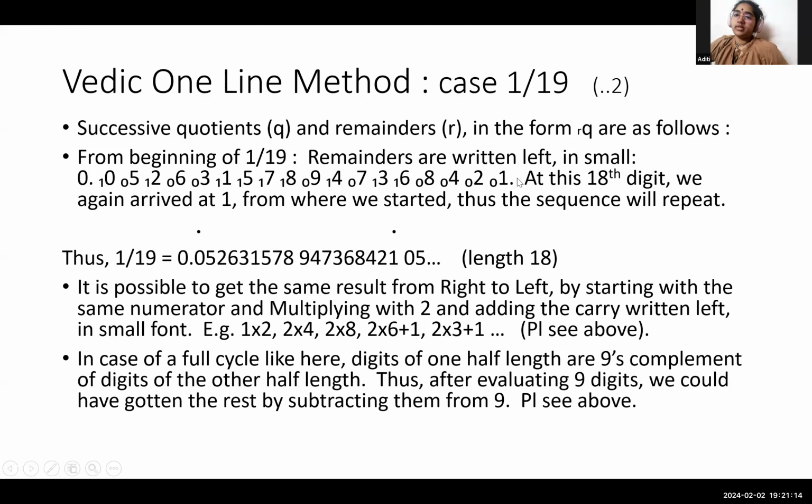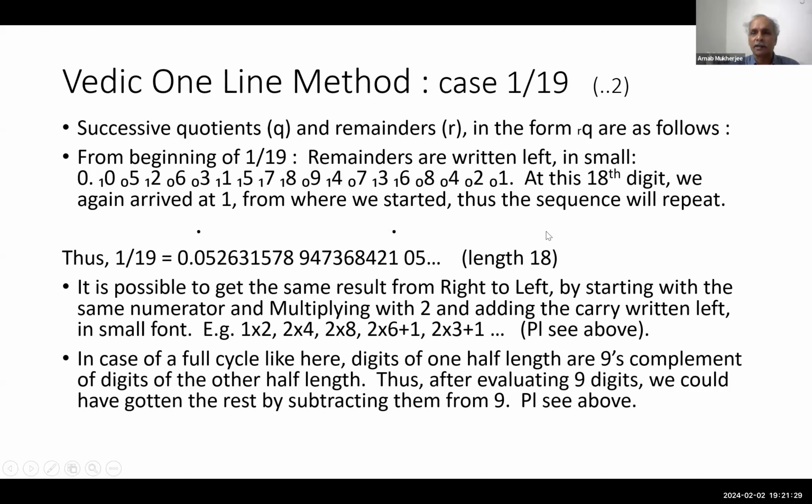We come to 1. I started with 1 divided by 2. So again, obviously, we'll get this. So therefore, we put a dot here and a dot here. And this length is 19 minus 1, which is 18.